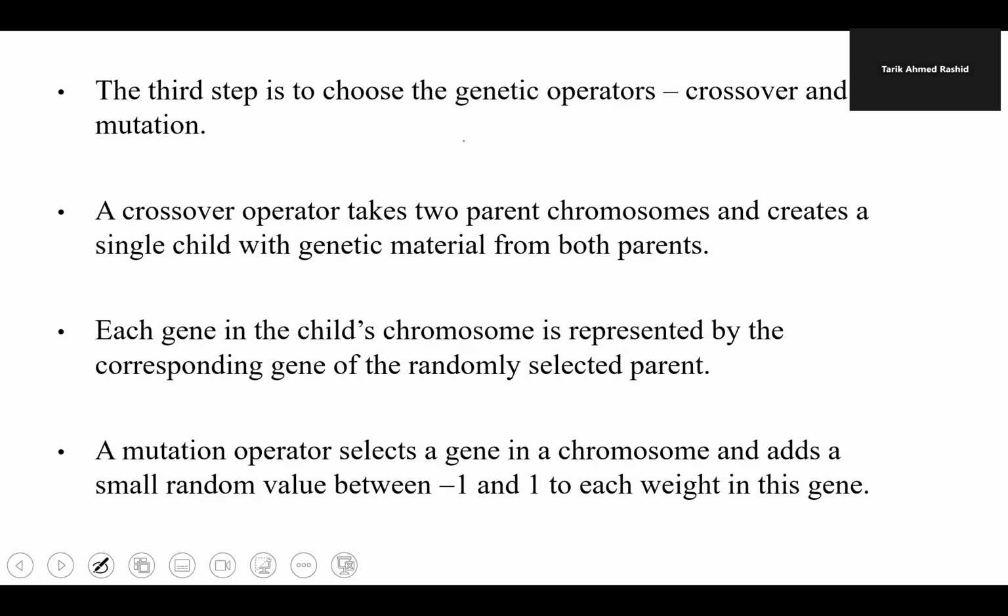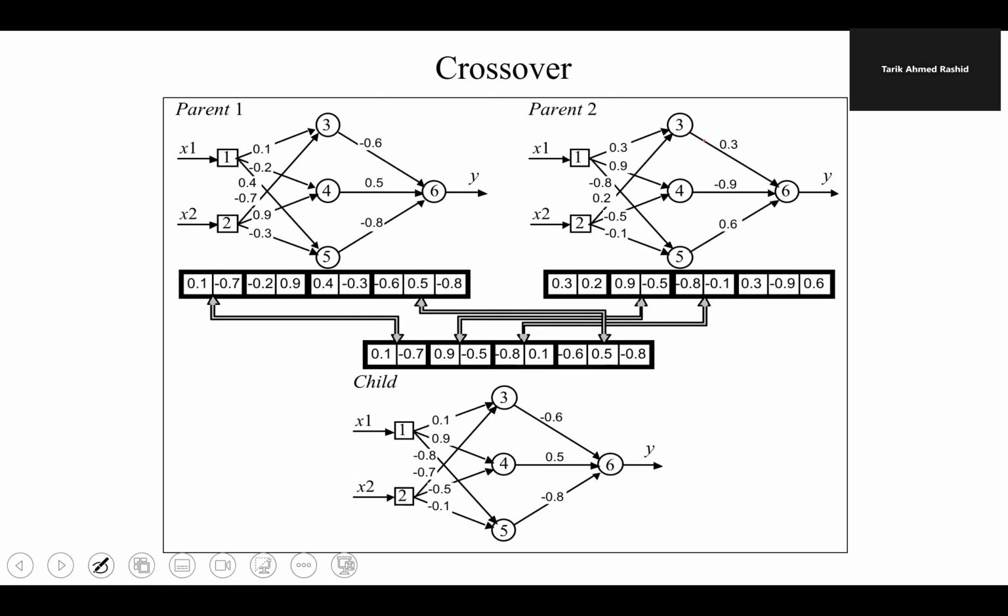The third step is to find the operators, which are selection, crossover, and mutation. So how do we do mutation when we have a neural network trained with a genetic algorithm, and how do we do crossover when we have a neural network trained with a genetic algorithm? So here is the network, parent 1, parent 2. These are the weight connections. This weight matrix represents parent 1.